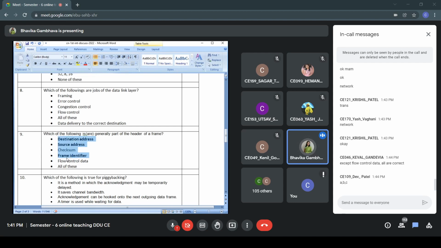So instead of frame identifier, if I write sequence number, then also it would be there.